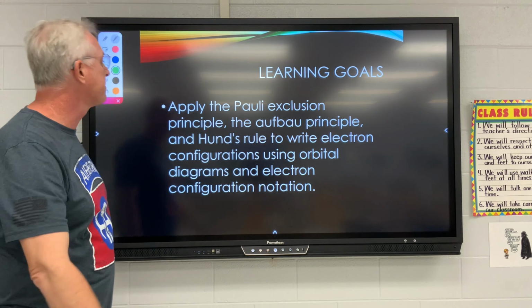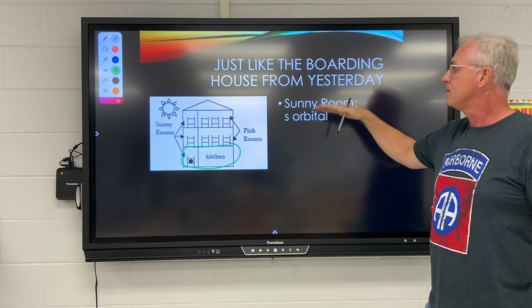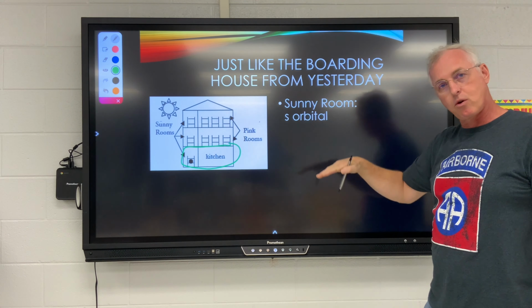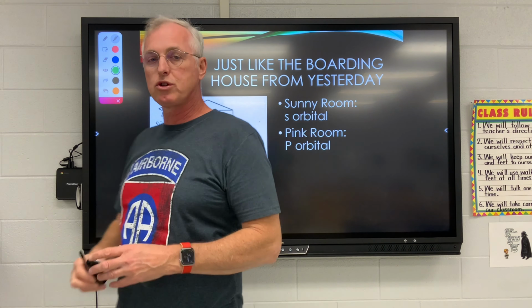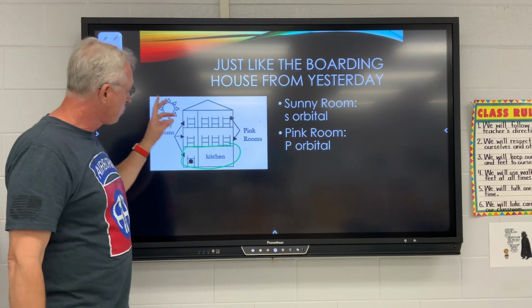Let's talk about our house thing from yesterday. You were looking at this house and you had the sunny rooms and you had the pink rooms, and the bottom floor of the house has a kitchen in it, so it's only got one room in it. The sunny rooms are analogous to s orbitals, and the pink rooms go for p orbitals, and we're going to talk about those on the periodic table in just a few minutes. But what you should have picked up on, and hopefully you did by the end of the day yesterday, is that the rooms are the orbitals, the places where electrons can be, and the dots were the electrons. And each electron has to fill in a set pattern. So we start filling.